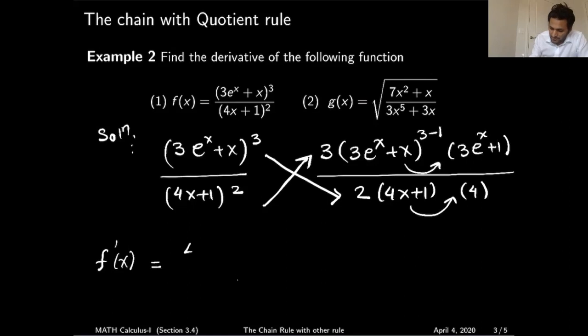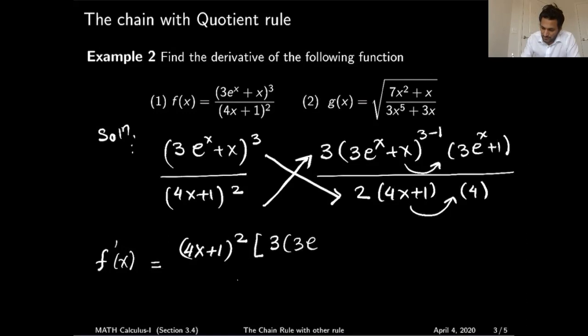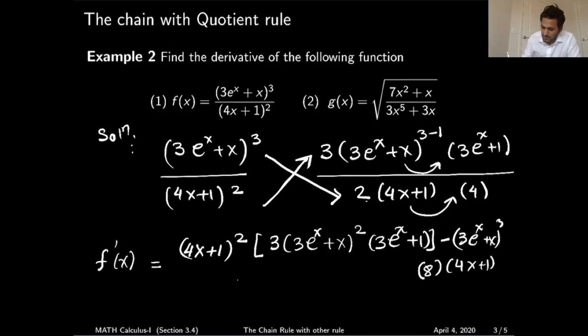So the low function is (4x + 1) squared. The high function is this monster, (3eˣ + x) to the power 3, with derivative 3(3eˣ + x)²(3eˣ + 1). So high D low, low D high. What is the high function? (3eˣ + x)³ multiplied by the derivative of low, which is 2 times 4 is 8, times (4x + 1), and this whole big quotient is divided by low squared, which is (4x + 1) squared, the square of that.